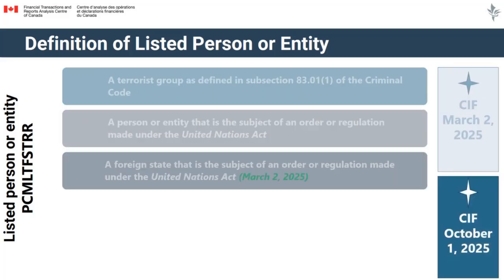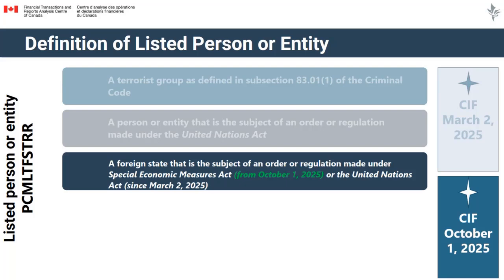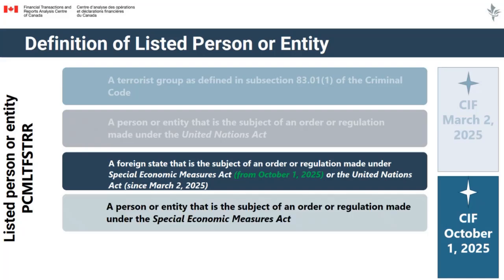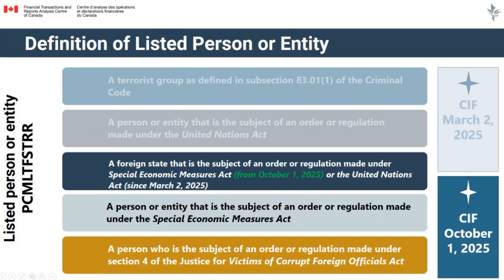On October 1st, 2025, the definition will change again to include a foreign state subject to an order or regulation made under SEMA, a person or entity subject to an order or regulation made under SEMA, and a person who is a subject of an order or regulation made under the Justice for Victims of Corrupt Foreign Officials Act. The introduction of this new term and definition is very important for REs to be aware of.